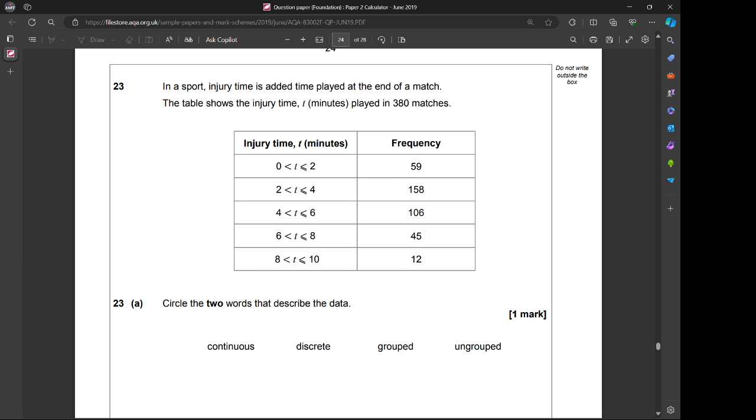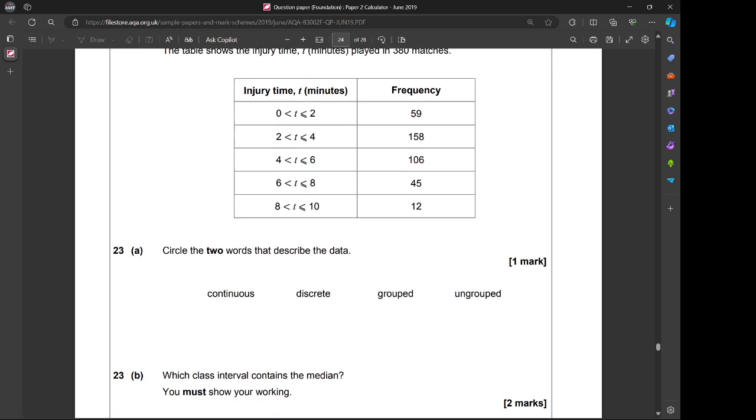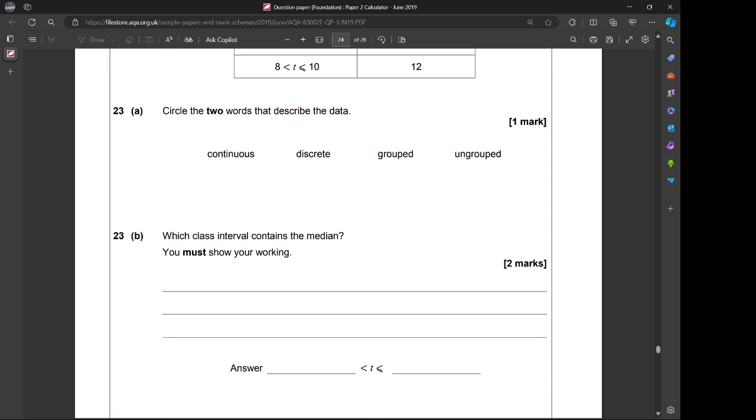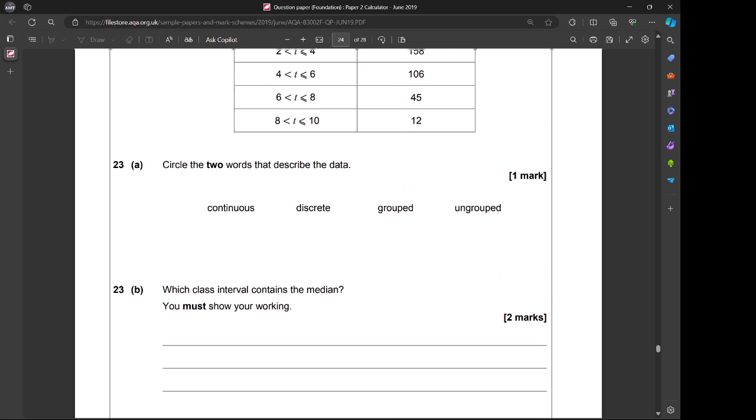Think of discrete as like colors of a car or colors of someone's eyes, or the height of a person, or their shoe size. You can't have, for example, someone's height being 1.49999 meters. They'll have a fixed amount. So that's 23A done.